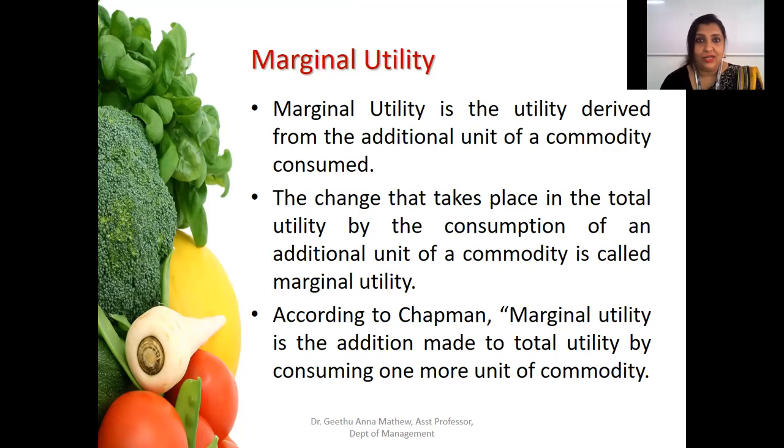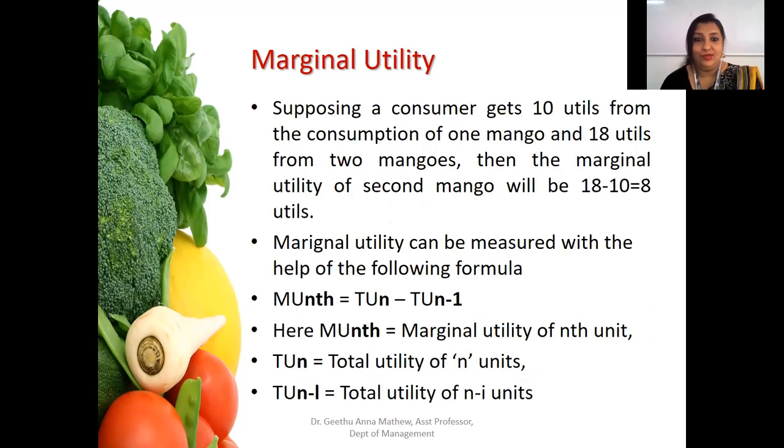This is very important when it comes to the theory of consumer behavior. It is the utility derived from an additional unit of a commodity consumed. The change that takes place in total utility by the consumption of an additional unit of a commodity is called marginal utility. According to Chapman, marginal utility is the addition made to total utility by consuming one or more additional units. Say, for example, when you had three pieces of bread, you have one more piece. That additional one unit's utility is called the marginal utility.